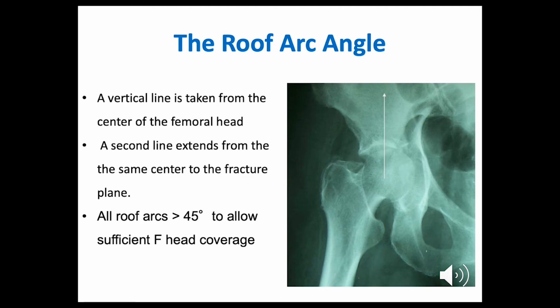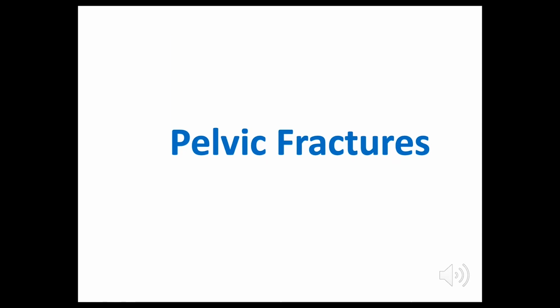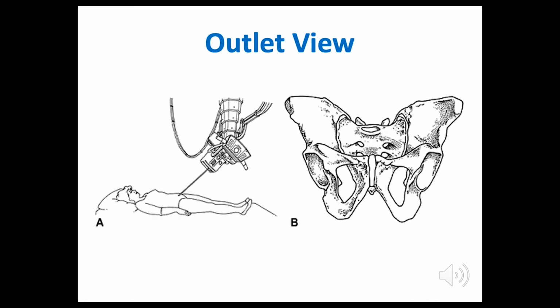A vertical line is taken from the center of the femoral head. A second line extends from the same center to the fracture plane, and all roof arcs should be more than 45 degrees to allow sufficient femoral head coverage. We have to appreciate that some landmarks belong to both columns, including acetabular roof, teardrop, as well as obturator foramen. In cases of combined pelvic and acetabular fractures, we would like to request inlet view as well as outlet view, which have been explained in the first lecture.